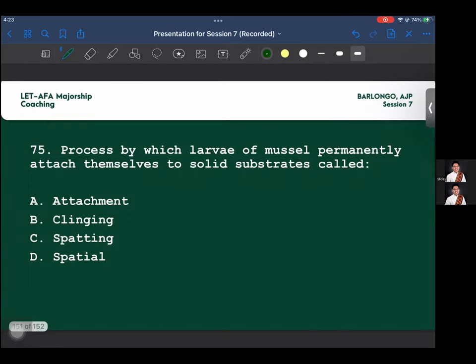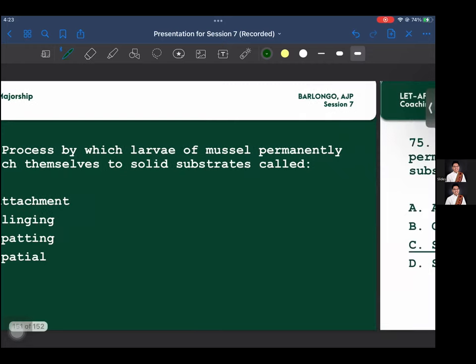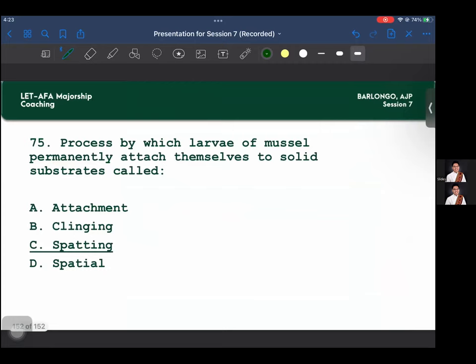And last, number 75, the process by which larvae of mussel permanently attach themselves to solid substrates. This is called A, attachment, B, clinging, C, spatting, or letter D, spatial. Actually, this is another technical term that you need to take note of in the area of fisheries. The answer is letter C, which is spatting. That is the term for when the mussels attach to a rock or some debris at the bottom of the water. So that is called spatting. It is a process.